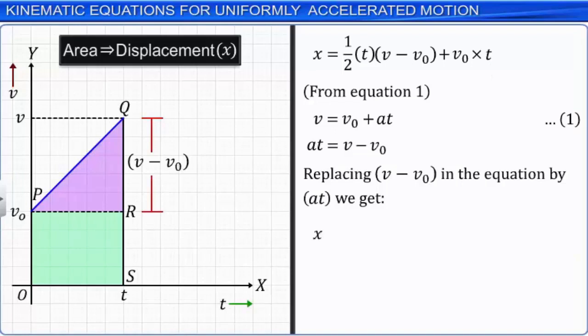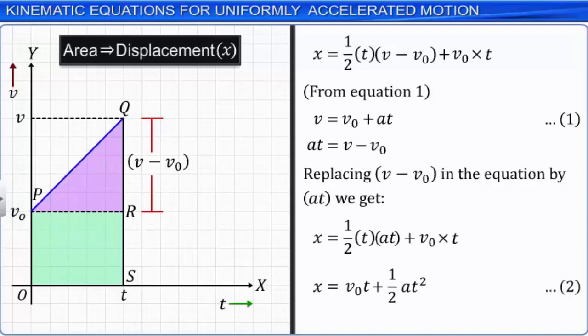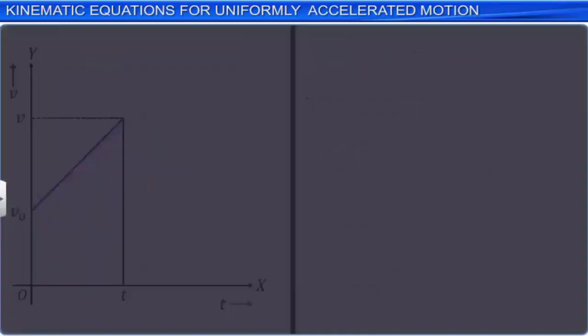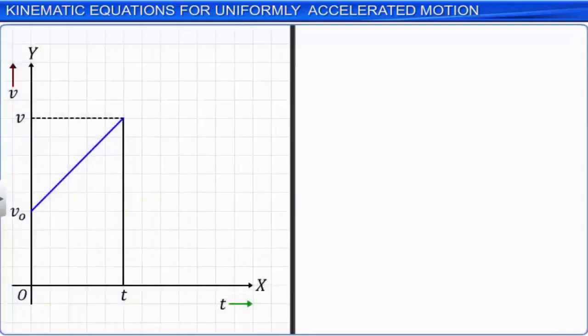The third equation is the relation between initial velocity v naught, final velocity v, acceleration a, and displacement x. The average velocity of a body v dash is half the sum of v and v naught, where acceleration is constant. We know that displacement is the product of average velocity and time, that is, the product of v dash and t.